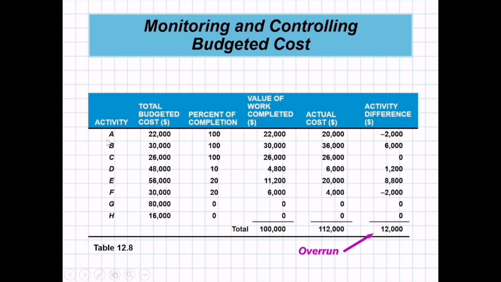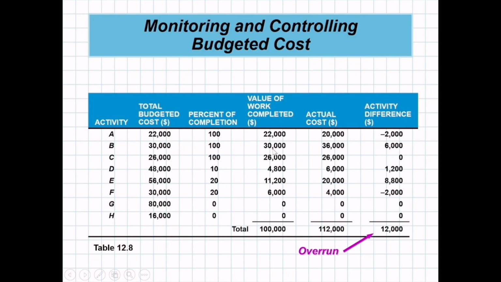So if you will remember earlier, activity A cost $22,000, activity B cost $30,000. For example, activity A is already done. So it's 100% complete, meaning activity A is finished. So its cost of 22,000 is expected to be spent. Activity B is also finished, 100% complete. So its budget of 30,000 is expected to be spent too.